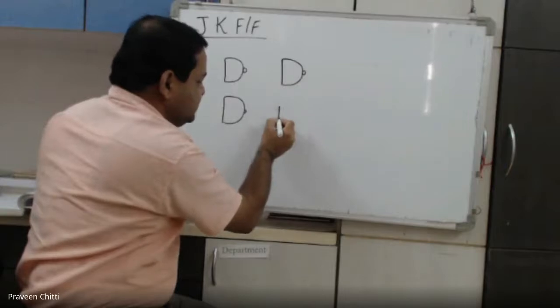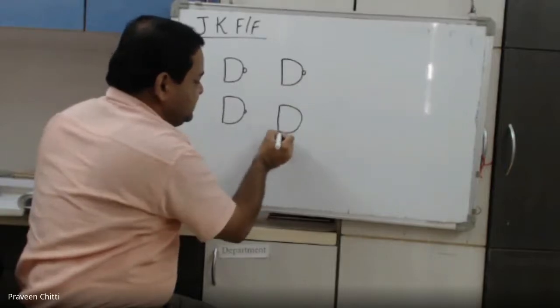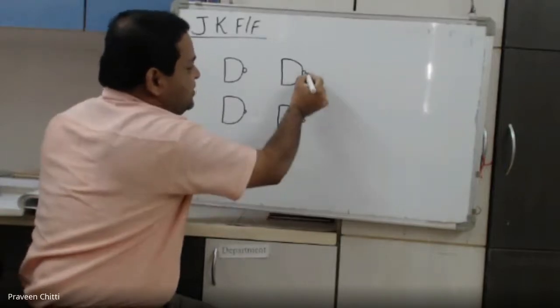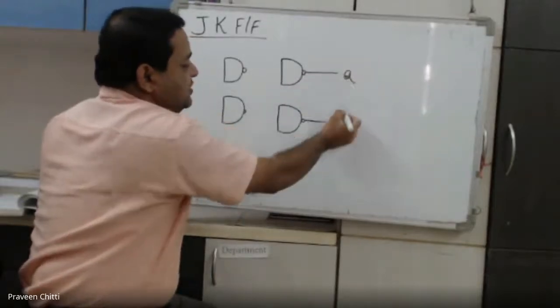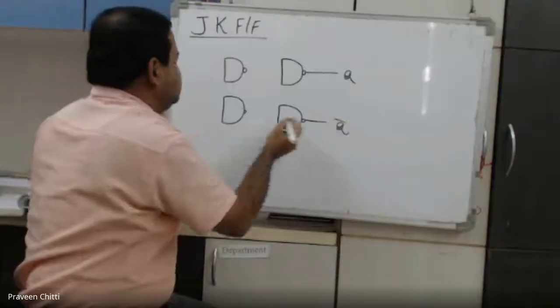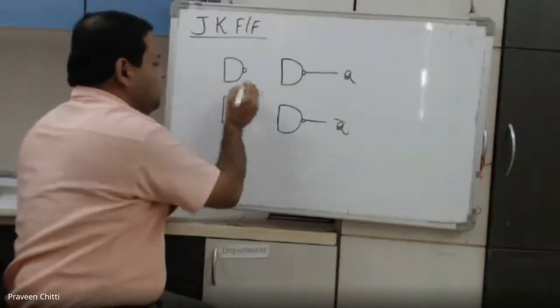There are no answers. So it is better not to ask any question for you people. How many NAND gates you have to use in SR flip-flop? Yeah? 4. 4 NAND gates. Good, at least one response I got.